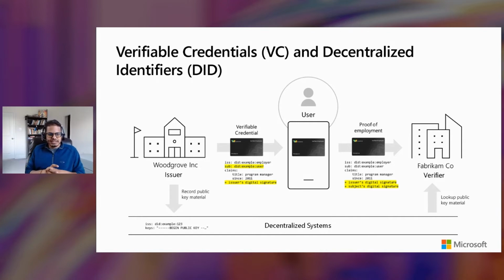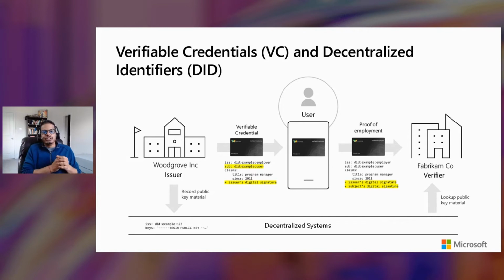What you're seeing on the screen is that a verifiable credential has the issuer, the subject, and then the claims, in this case, the title and the tenure. These verifiable credentials are then signed by the private key of the issuer, in this case, Woodgroove. And what Woodgroove does is it puts information about itself, like the DID document that is associated with its DID, that stores the public key, which matches the private key with which the verifiable credential is signed.